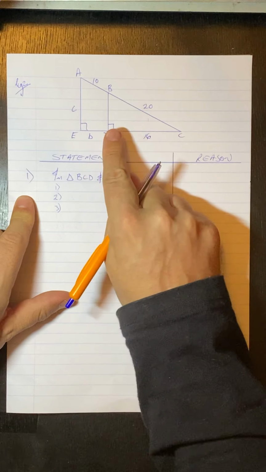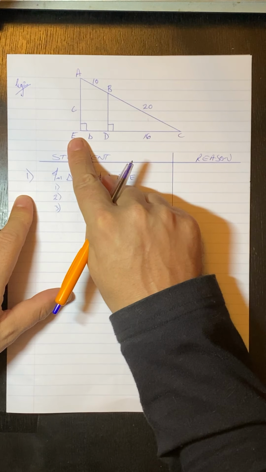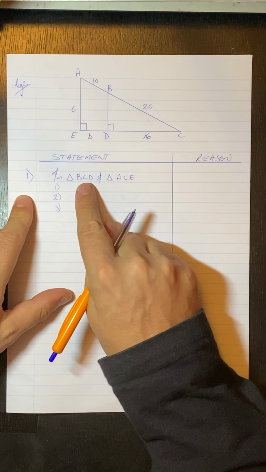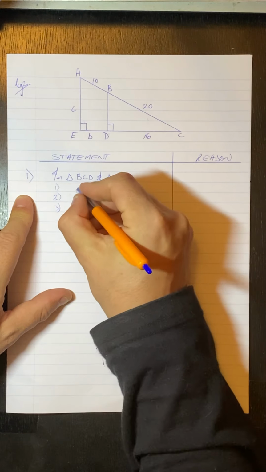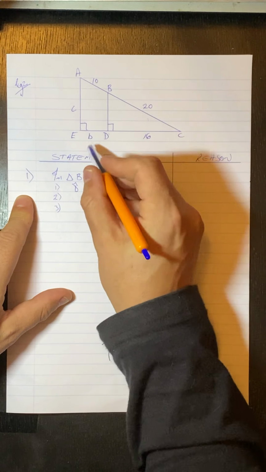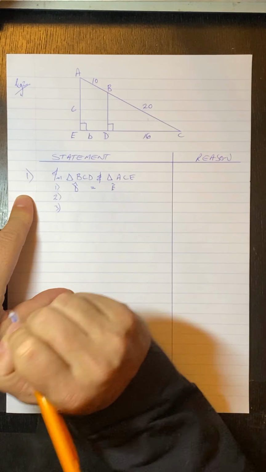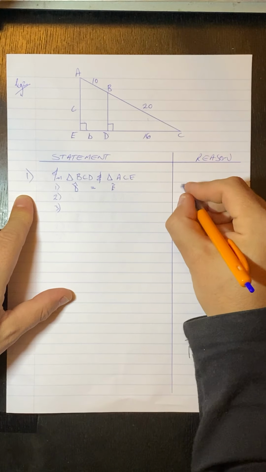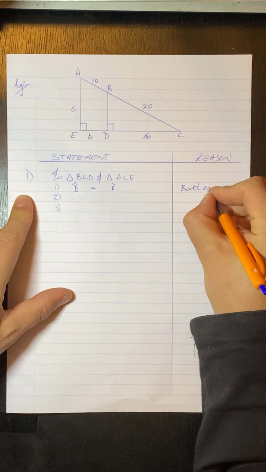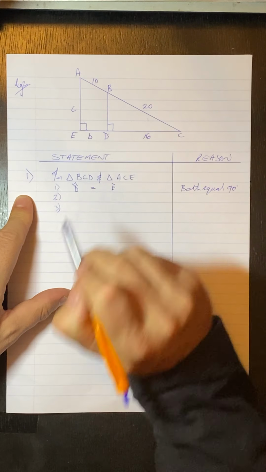All right, so we can see straight away that angle D is equal to angle E. They're both 90. Now D lies in the smaller triangle over here, so I can say D is equal to E in the bigger one, this ACE triangle. And my reason for that is both equal 90 degrees. That's what they told us.